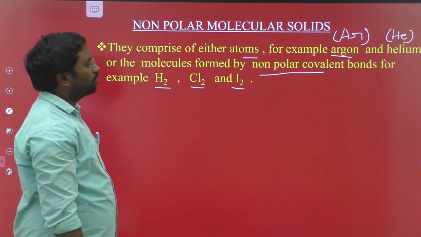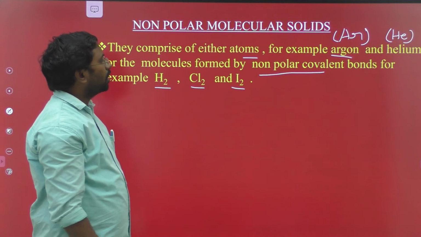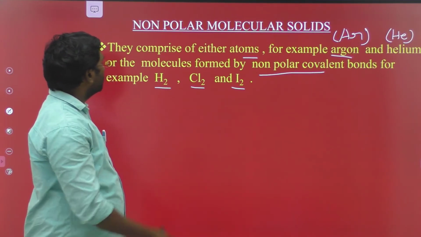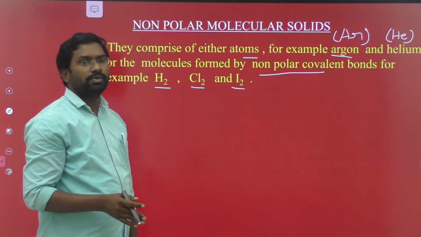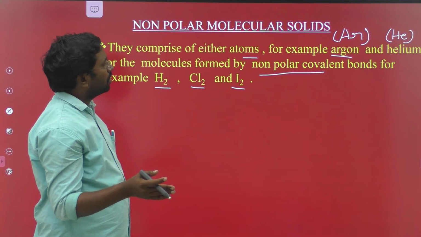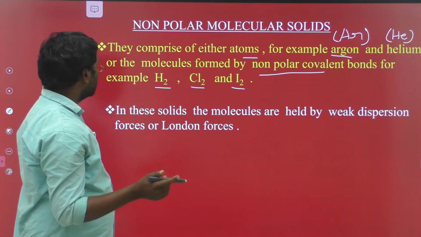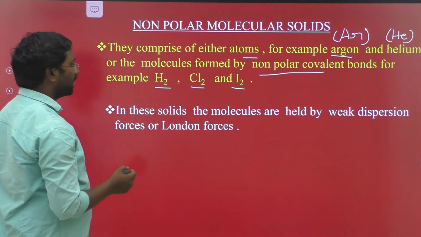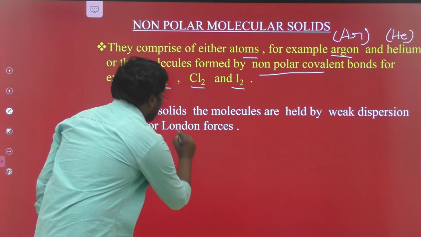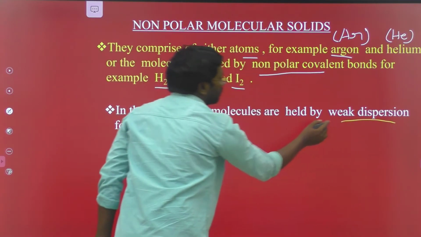So generally, non-polar molecular solids contain non-polar covalent bonds. The best examples are argon, helium, hydrogen, chlorine and iodine. In these solids, the molecules are held by weak dispersion forces or London forces.